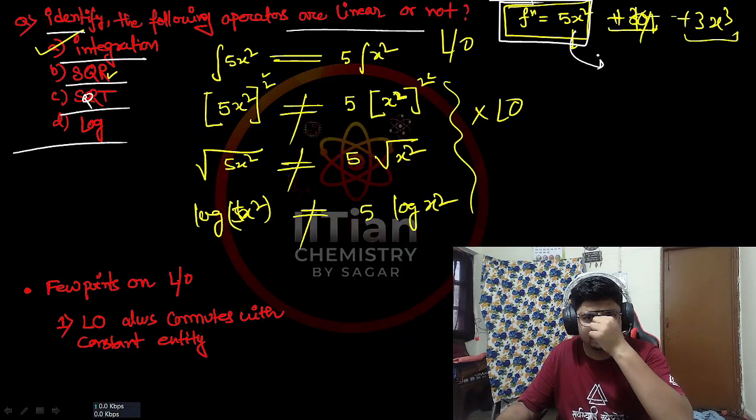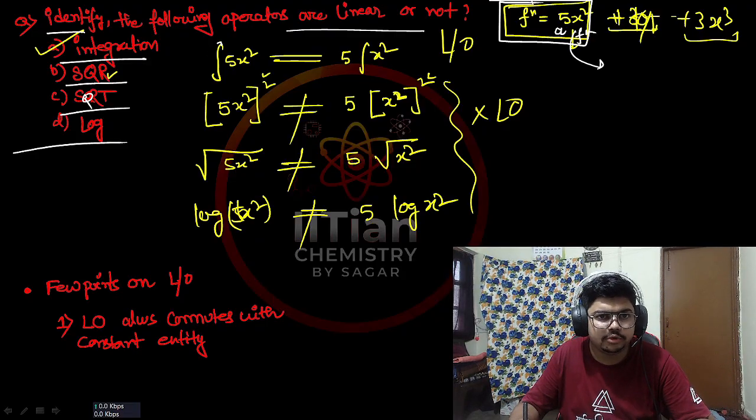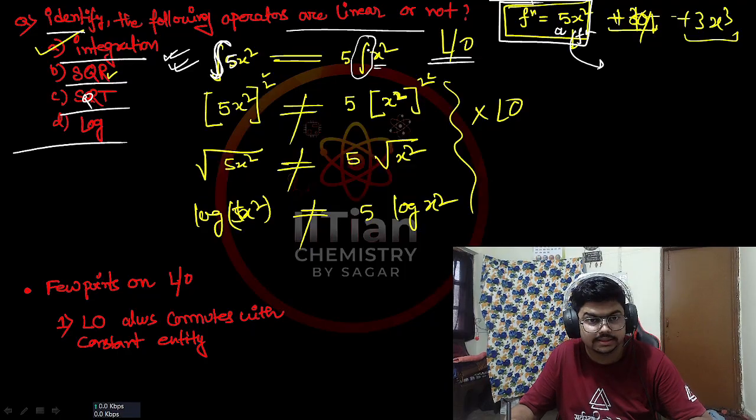If my function is 5x square, my 5 is constant and x square is the function. First put the integration operator on it. Can I write it so that 5 will be outside, then I will have my operator, then the function? If I can write this, then it is a linear operator. Yes, we know the rule of integration that we can write it like this, but let's check for a square.